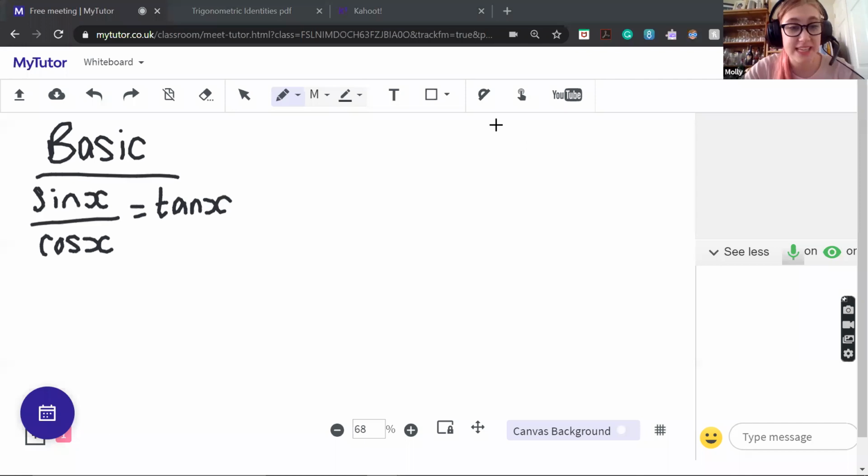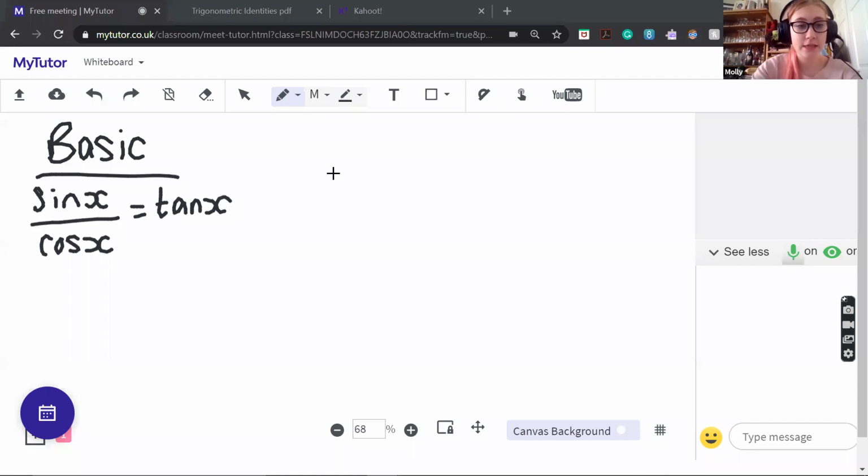And this basically means that if you have, say, sine 30, if we choose x is 30, sine 30 over cos 30 will give you the same thing that tan 30 does. Cool. So that's a really useful one, because if we see sine x over cos x in an expression, it means that we can simplify it to tan x.